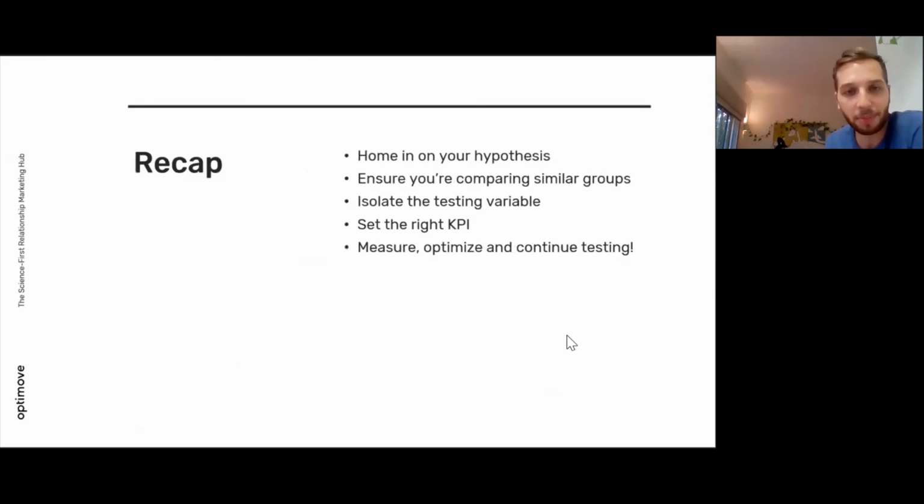So let's just recap it before we head out. First and foremost, home in on what your hypothesis is and what you want to actually test. Then make sure you're comparing apples to apples by having similar player and customer groups. Third, make sure that you're isolating the testing variable so you can understand what truly drove the successful outcome. Doing so, you need to set the right KPI to measure. And then lastly, optimize and continue to test.